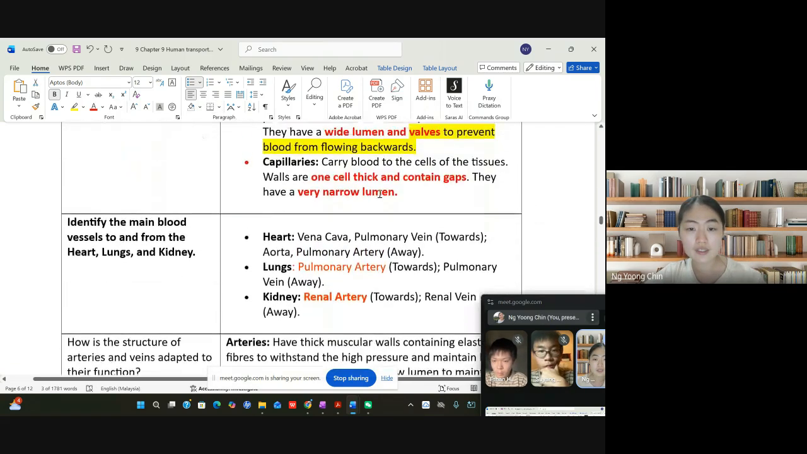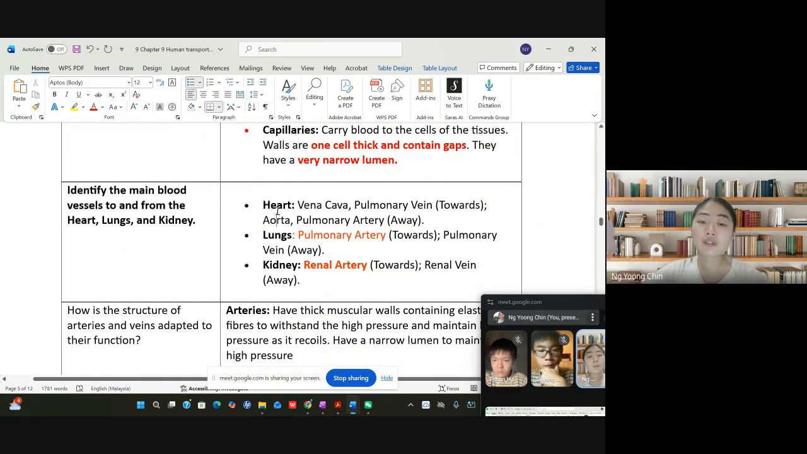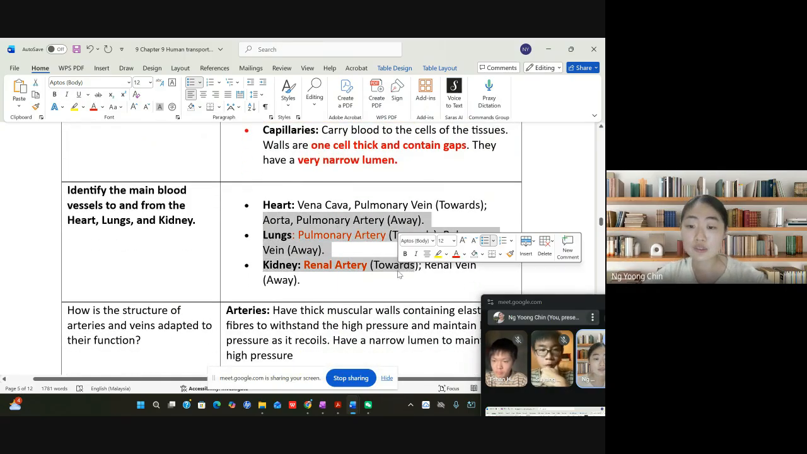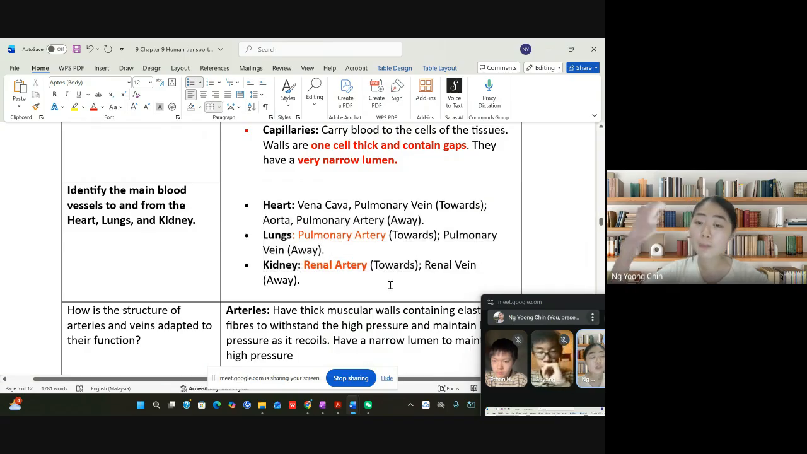Yes, you should know the name of the blood vessel for each organ. So this one, just read by yourself. Just remember, arteries always transport blood away from the heart.